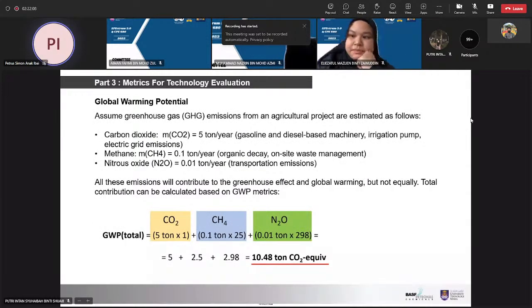So this is an example of a calculation of global warming potential. For an agriculture project, it is estimated, for example, 5 tons per year of CO2 from gasoline, 0.1 ton per year from methane, and also 0.01 ton per year from nitrous oxide. In combination, the global warming potential is equivalent to 10.48 tons of carbon dioxide equivalent.